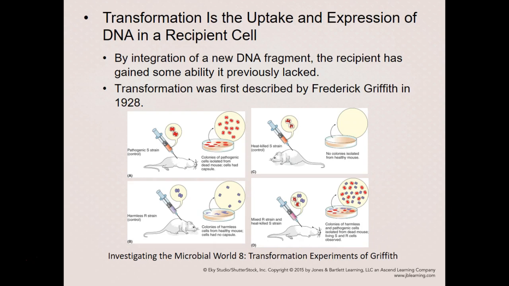And what he determined was that the DNA from the smooth killed bacteria was leaking out into the extracellular region. The rough bacteria that were in the solution with the killed bacteria took in some of that DNA through transformation and were able to then form a capsule. And the encapsulated living smooth cells killed the rat.